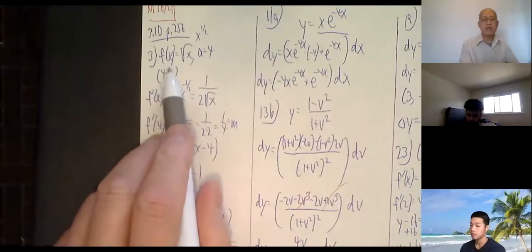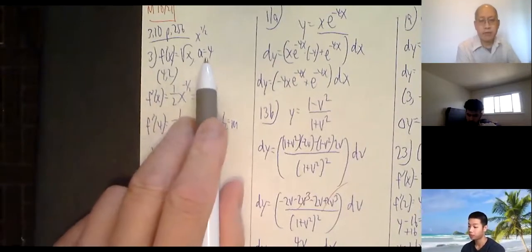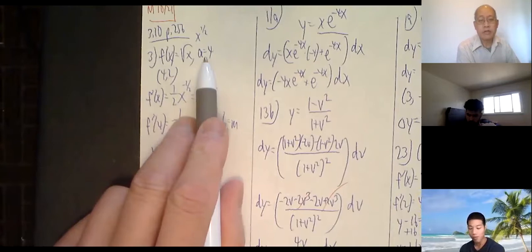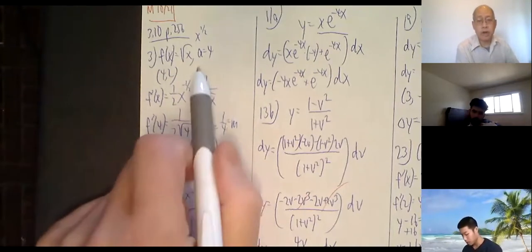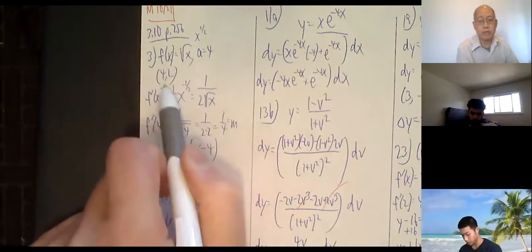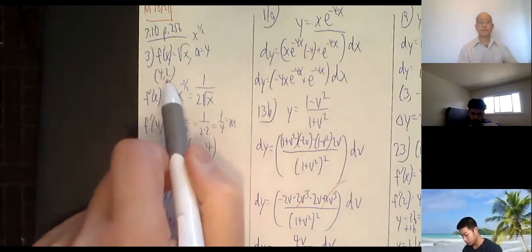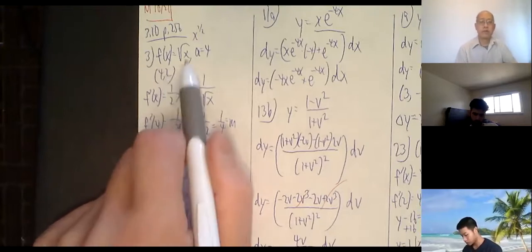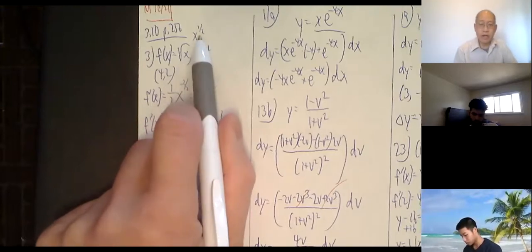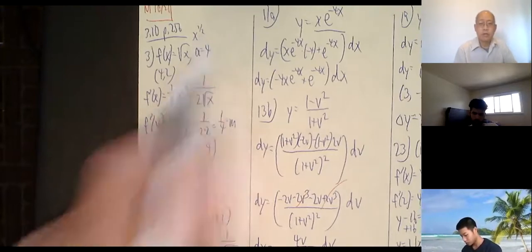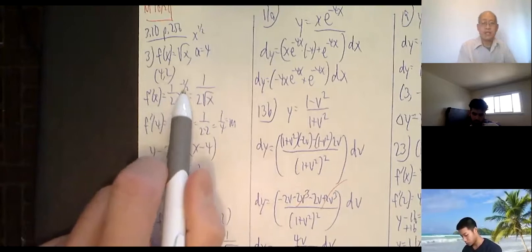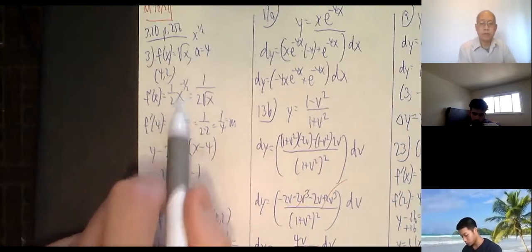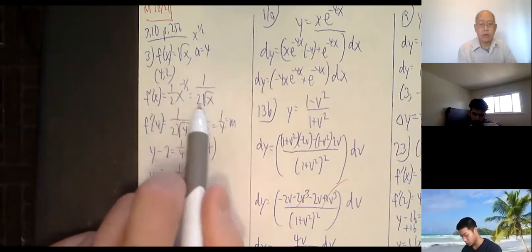Okay, so problem 3, f of x equals square root of x at a equals 4. Find the linearization, find the equation of the tangent line. Okay, so first I need the y coordinate. That's easy to plug in, 4, 2. That's the point. Now we need the slope. Slope means derivative. Radical x means x to the 1/2. So the derivative is 1/2 x to the minus 1/2. And that comes out to be 1 over 2 radical x.